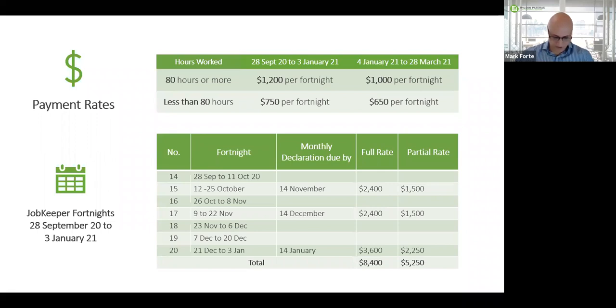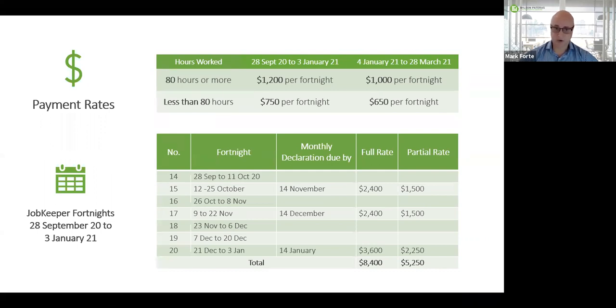So we'll start getting into the more meaty areas of JobKeeper now. What's very important about this slide, or the key part there, is the payment rates. If you look at that middle column there, between the 28th of September 2020 and the 3rd of January 2021, there are now 2 payment rates. In JobKeeper number 1, that ended about a week and a bit ago, there was 1 payment rate for all employees, whether they're full-time or part-time. But now there's 2 payment rates.